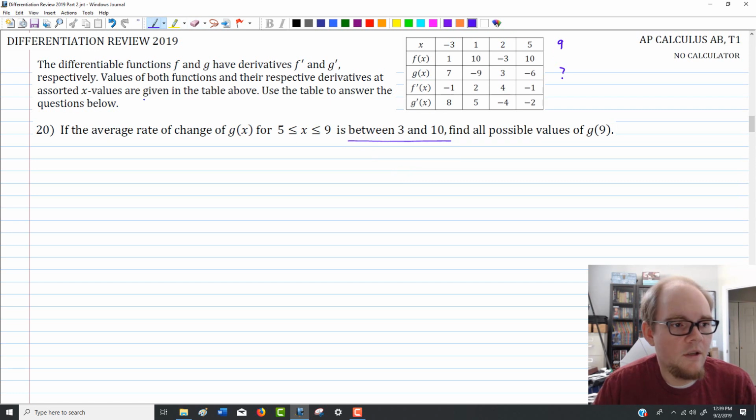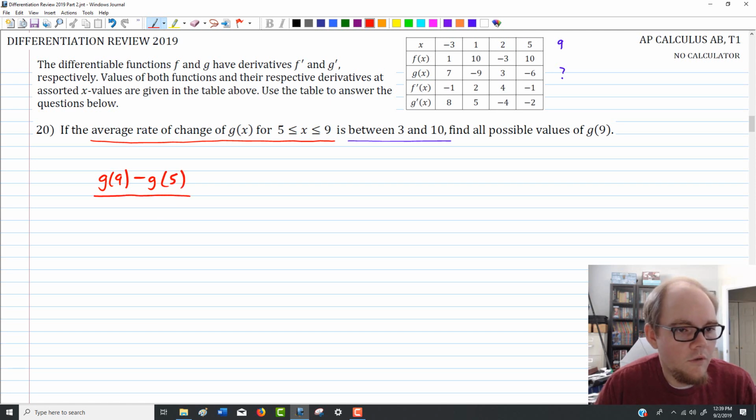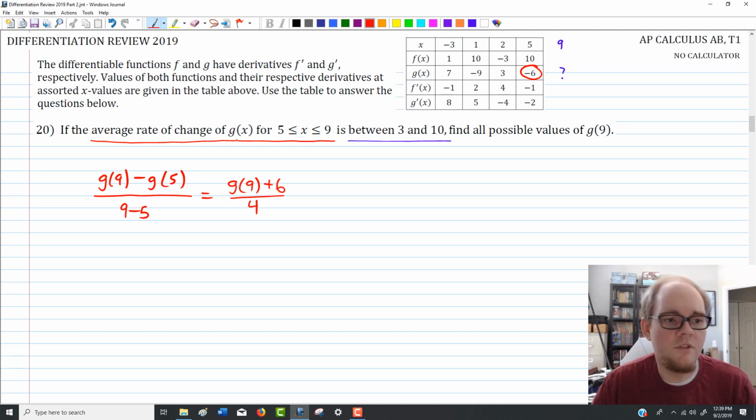So let's start with the basics here. Basic thing that I see first and foremost is it says the average rate of change for g of x from 5 to 9. So I know that's going to be g of 9 minus g of 5 all over 9 minus 5. And then cleaning some of these ingredients up, I see g of 5 in the table. That's negative 6. So that means this expression will be g of 9 minus a negative 6 all over 4, is our average rate of change of g of x for 5 to 9.